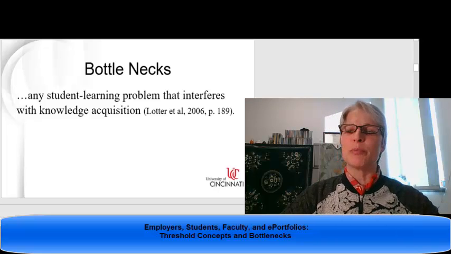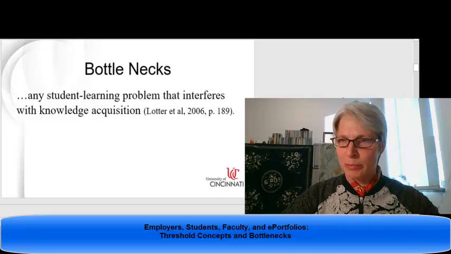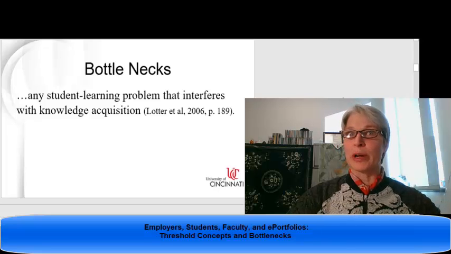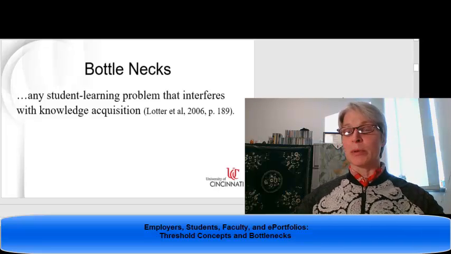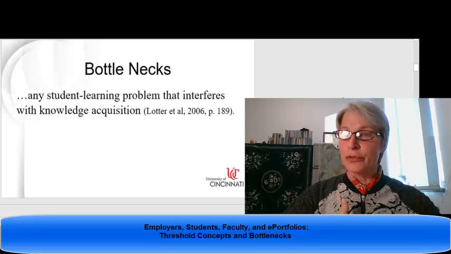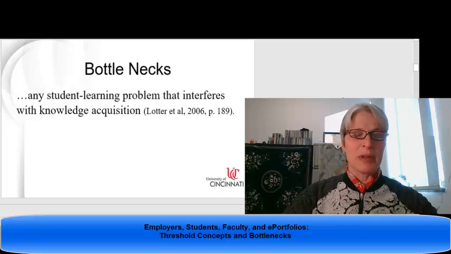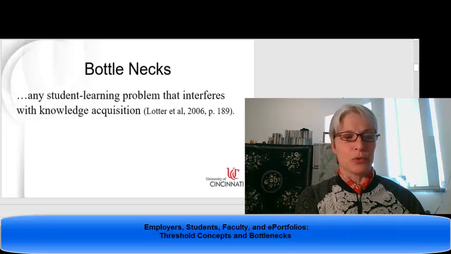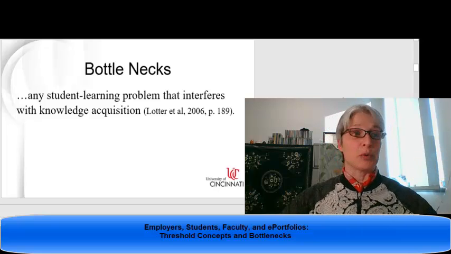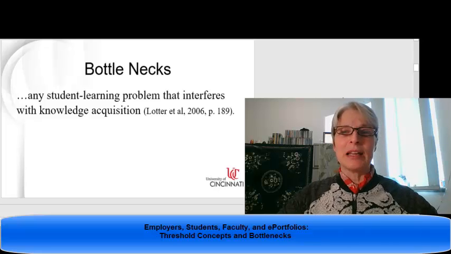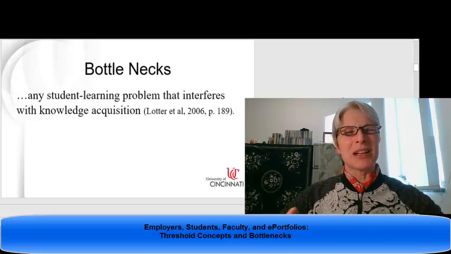And when we think about e-portfolios, we want to think about the cognitive problems of dealing with e-portfolios, what do I know, but also the emotional problems. Why do I feel uncomfortable with e-portfolios? And being able to address that will make things much more effective for us as people promoting e-portfolios. Sometimes a bottleneck can be a threshold concept, but not necessarily.